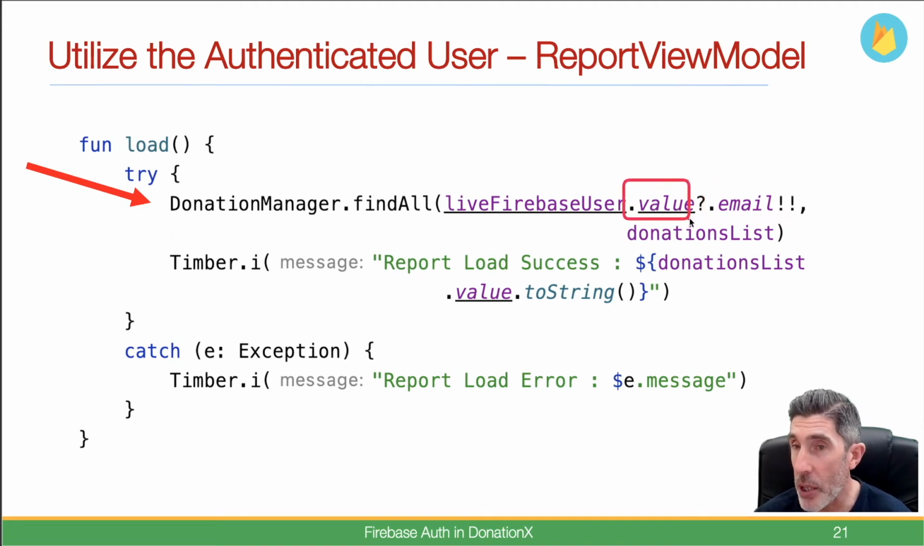So the .value will give us the overall donation, and then the .email will get at the email property of that particular donation. And again, remember, that's inside the report view model. The rest of them are kind of similar.